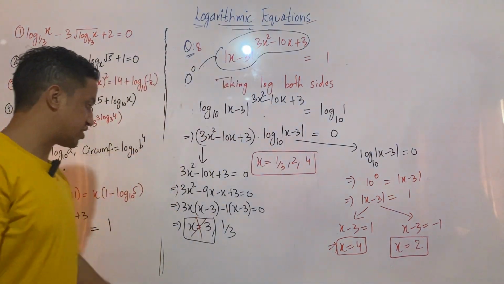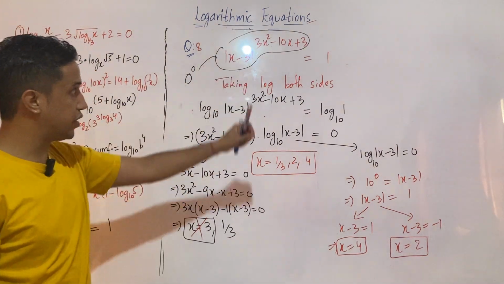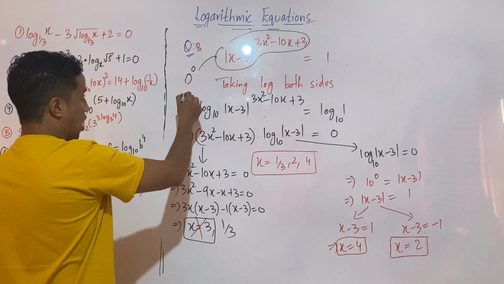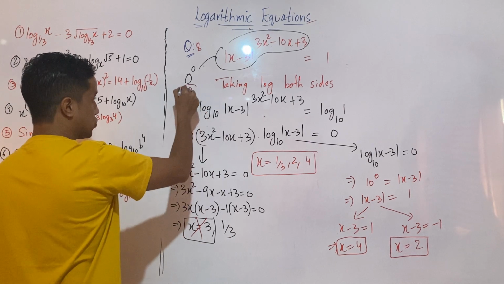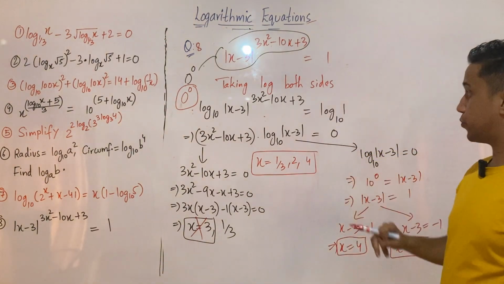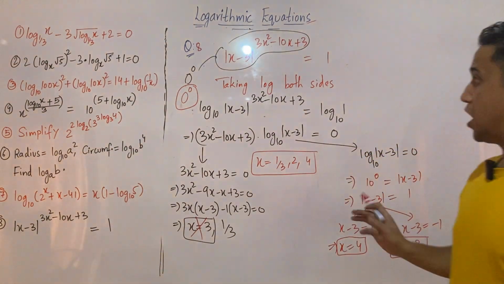We cannot take 3, because if you put 3 here, then we will get the left hand side in the form of 0 raised to 0, which is not defined. So that's how you have to approach this problem.